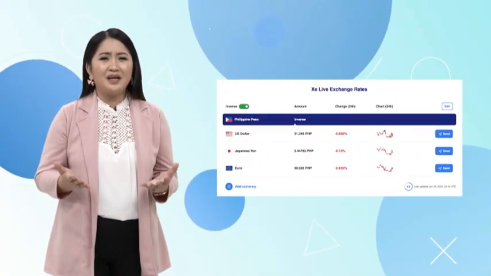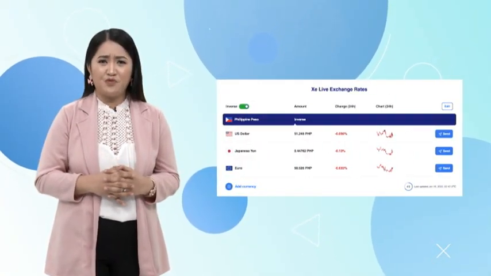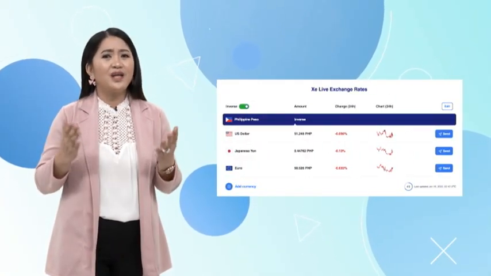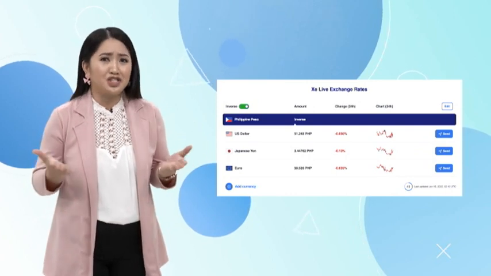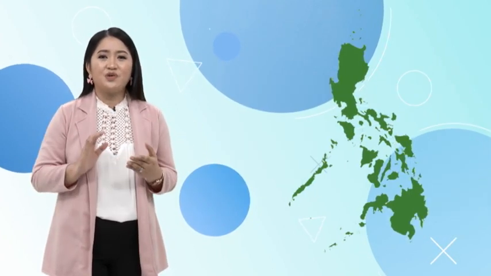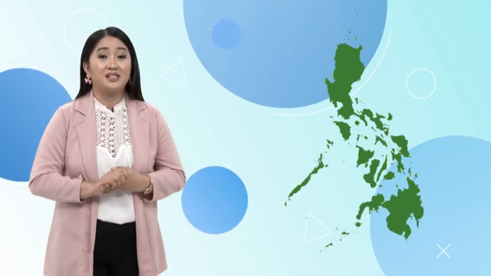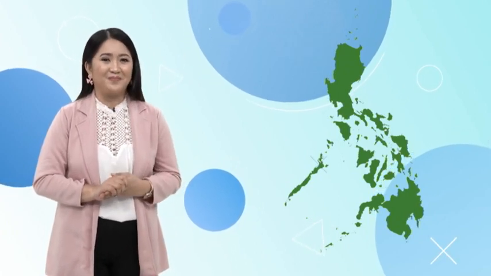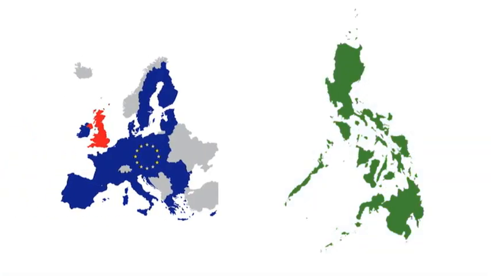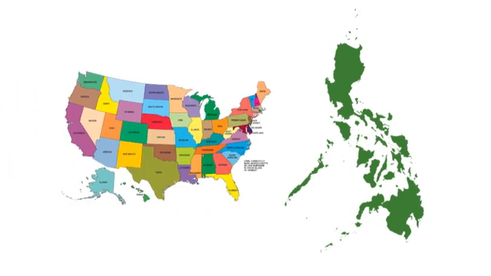Why does the money of different countries have different values? Why do the exchange rates change daily? What does the value of the Philippine peso say about our economy? Currency values depend on the economic status of that country and other factors. Usually, the richer the country is, the more valuable its currency becomes.